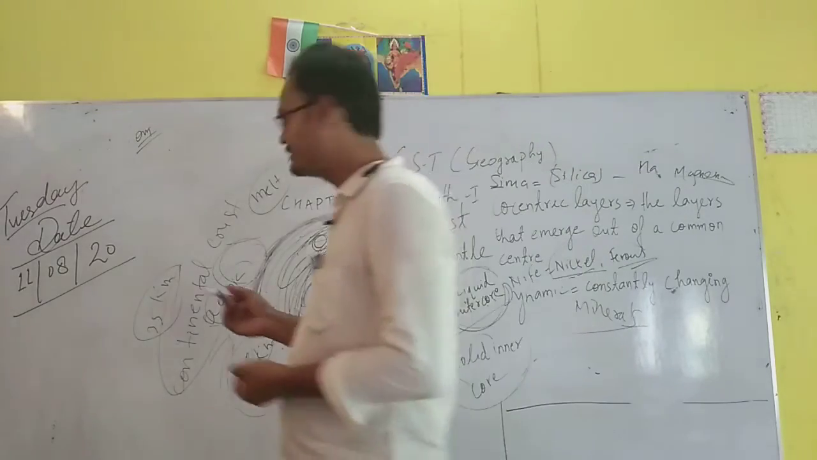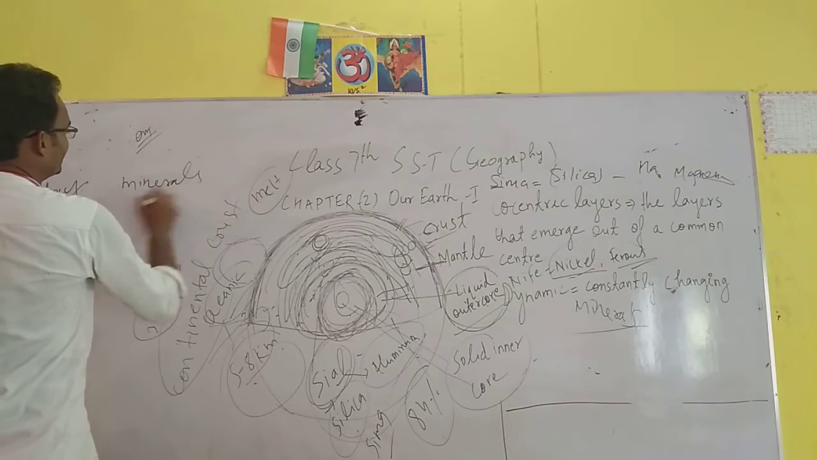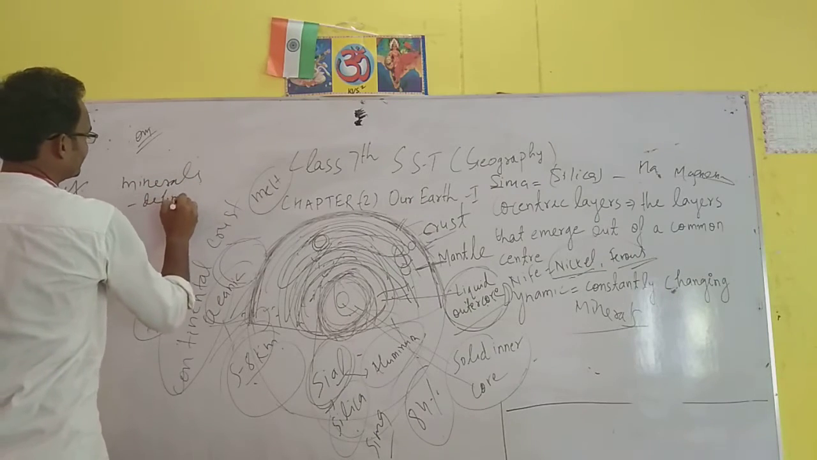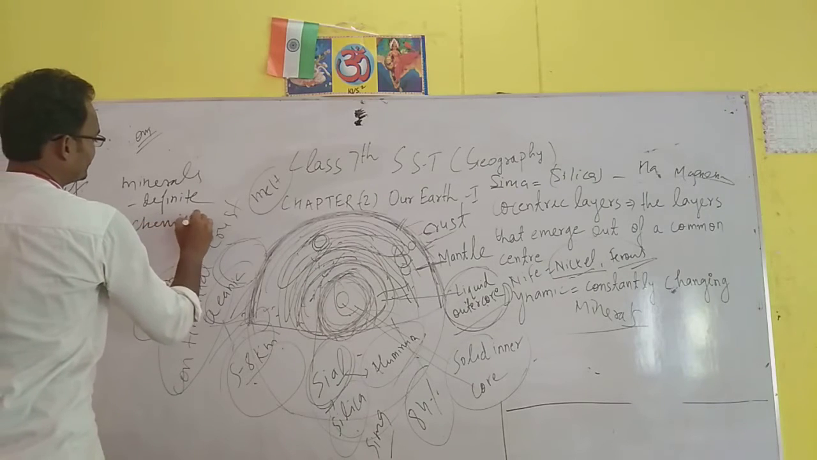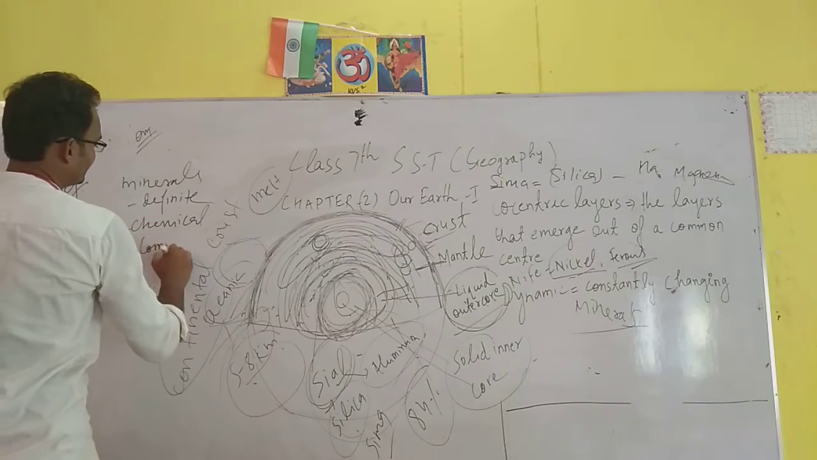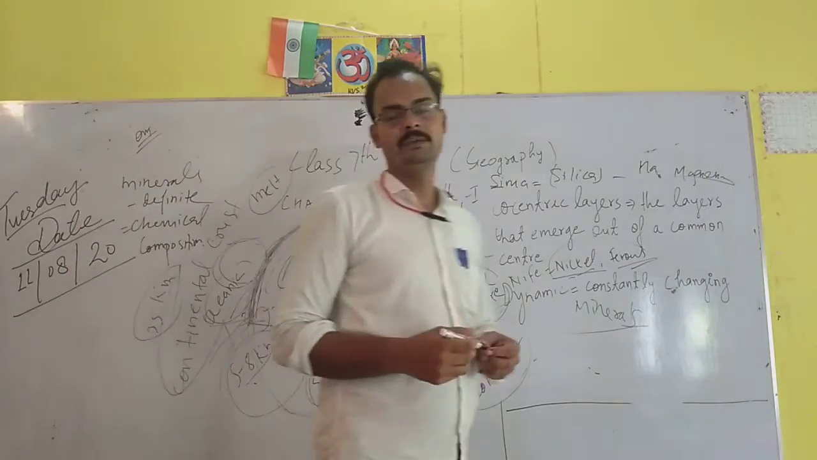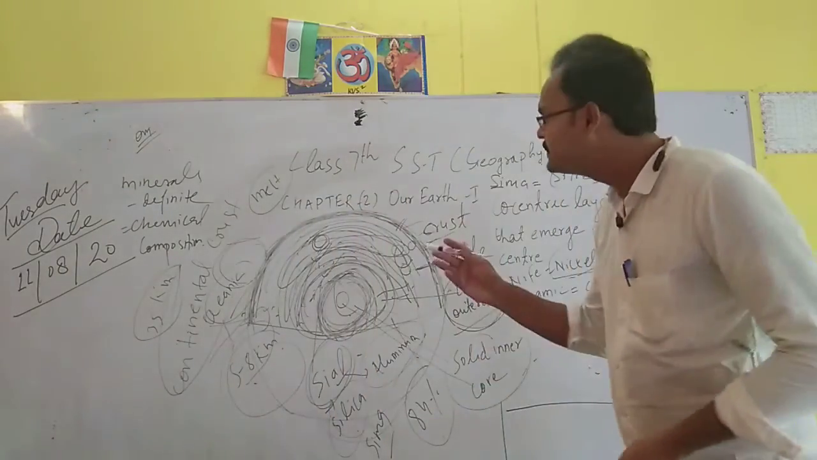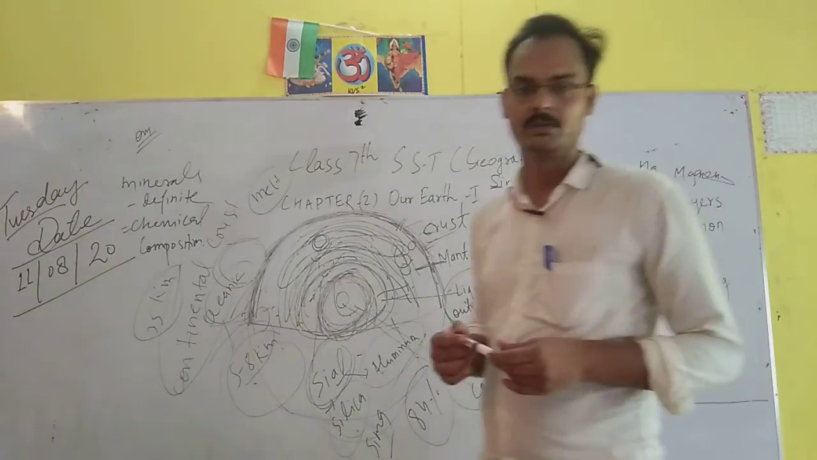What are minerals? Students, you can write in the definition: definite chemical composition. Definite chemical composition is minerals, and there are two parts, metallic and non-metallic.